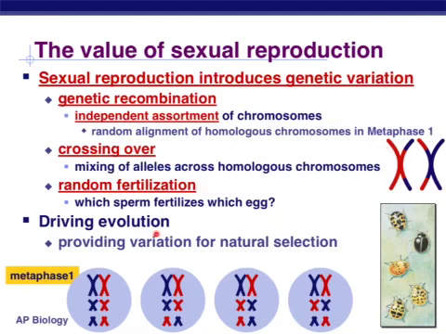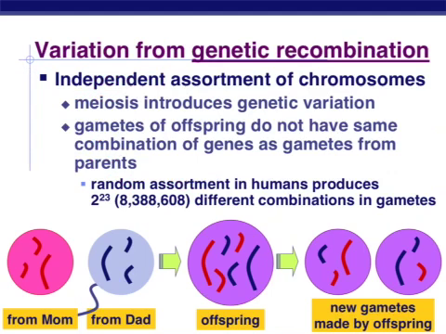This is the process that drives evolution. It provides the raw material for natural selection in the form of variation. All right, so just to put it in perspective, in humans, it is possible to have 2 to the 23 different combinations of gametes. So who knows what you're going to end up with? It's all spontaneous, okay?